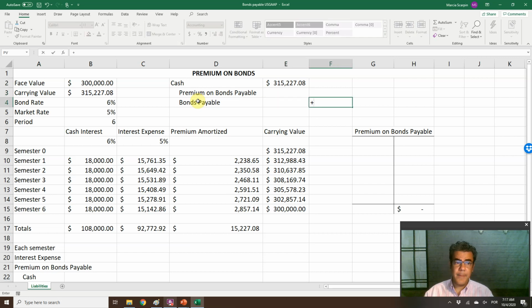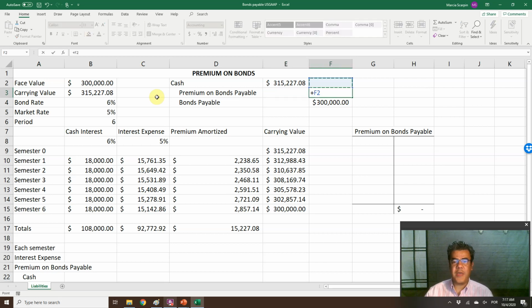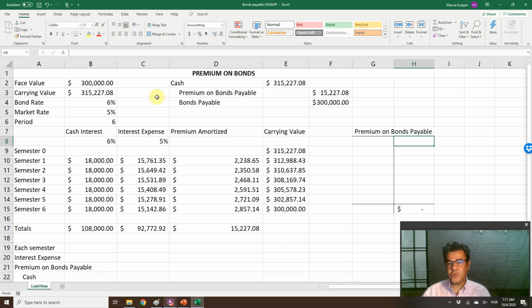Our bonds payable, we will pay after 6 semesters, $300,000. And we receive now 315,000. So the number to balance it is our premium on bonds payable. So we need a credit here, $15,000. So our premium on bonds payable, 15.